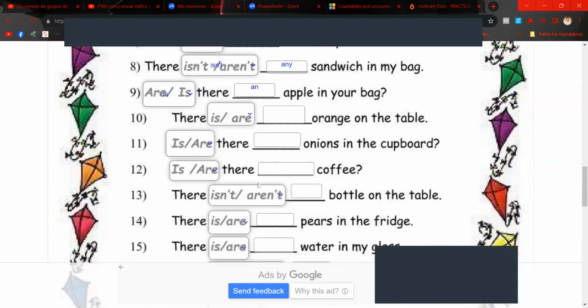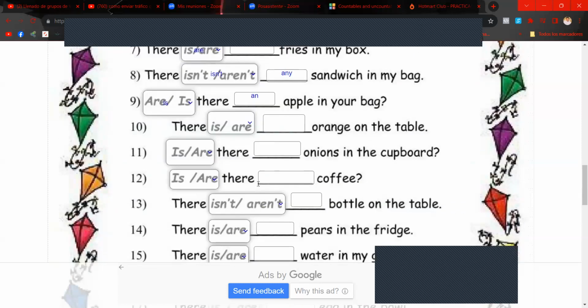Number 10. Come on, you have to tell me the number 10 to finish the class. Volunteer, you have to tell me number 10. There orange on the table. There is. And what is the word here? There is, así. ¿Qué dicen los demás? Hay una manzana en la mesa. There sería there is an orange on the table.